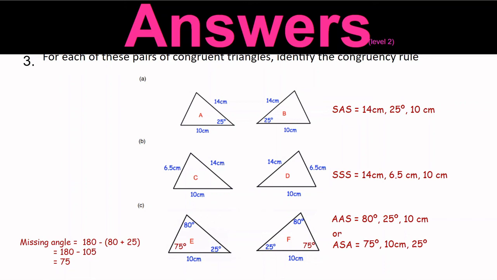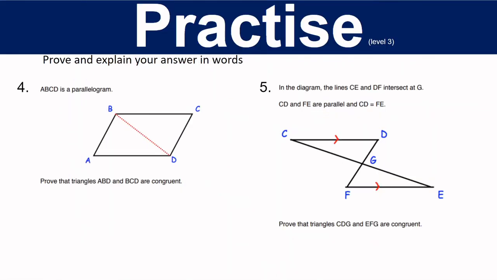I hope you guys found these level 2 questions a little bit more challenging. We wouldn't want you getting bored, but let's try something even more challenging now. On to level 3. Prove and explain your answers in words. Don't just tell me that they're congruent. Explain to me how you figured it out.